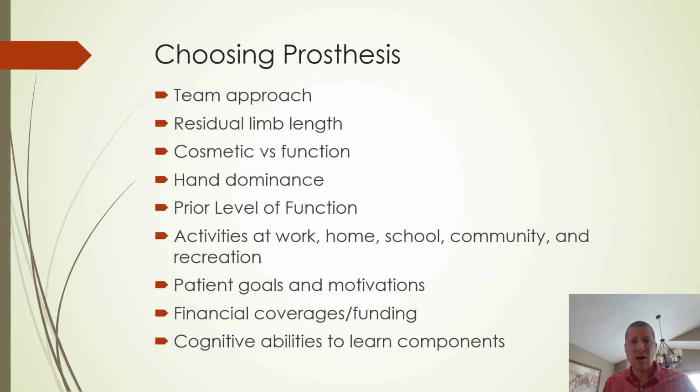Cognitive abilities are also something that would help the team choose what prosthetic is appropriate. Some of the components can be very, very complex. And so if somebody has some cognitive impairment or intellectual impairment, the team would probably want something a little less complicated, just so that they can functionally use it and it actually impacts their life for the better.